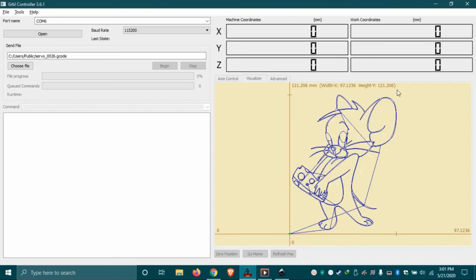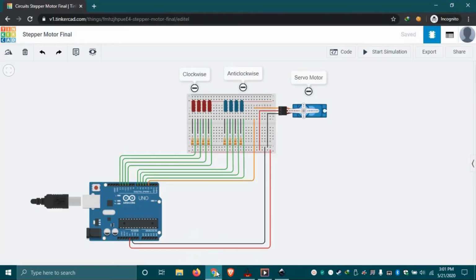It correspondingly makes the decision to either rotate the stepper motor clockwise or anti-clockwise, or whether the servo motor has to be rotated by 90 degrees or set to its default position. Now let us have a look at the simulation.